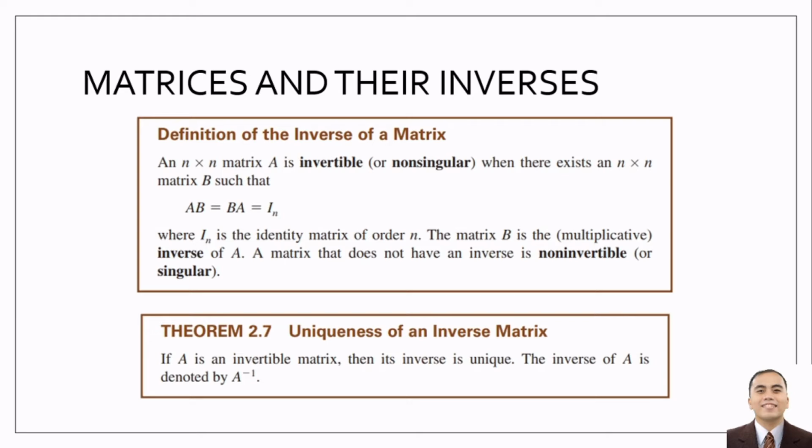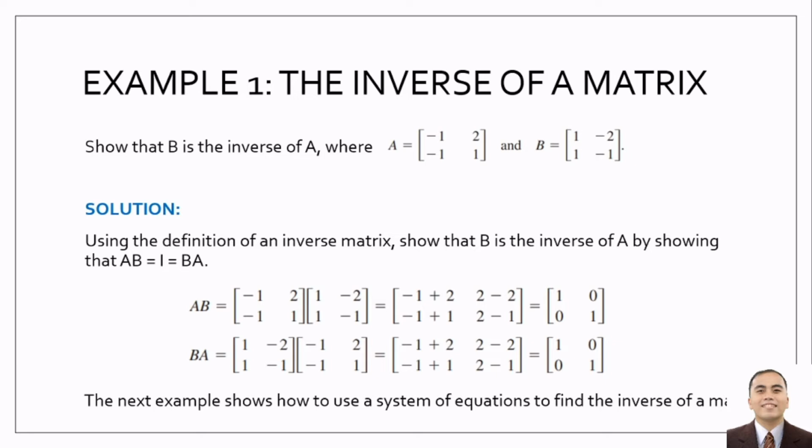Theorem 2.7 states the uniqueness of an inverse matrix. If matrix A is an invertible matrix, then its inverse is unique. This means that the inverse of matrix A is denoted by A^(-1). So example number 1, the inverse of a matrix.